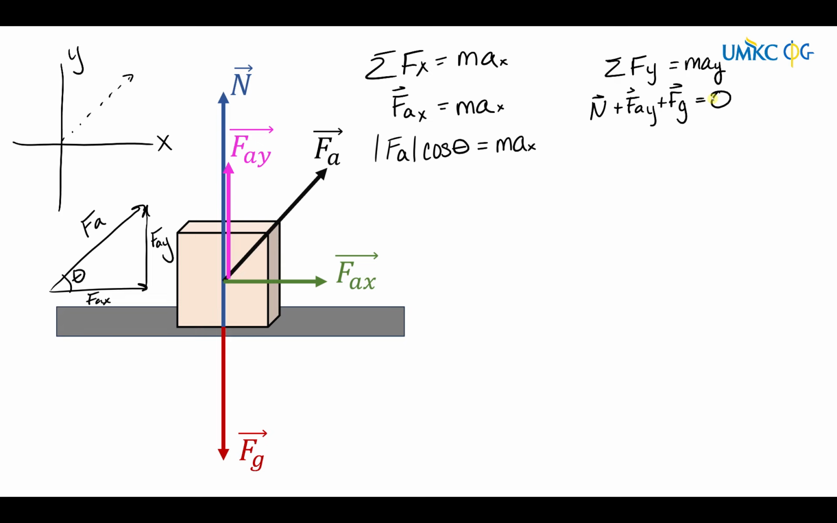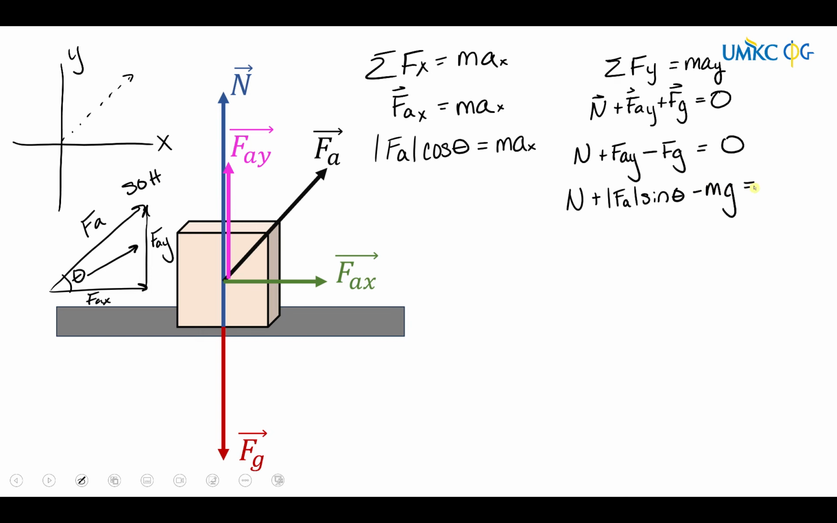So the next thing that I can do is incorporate directionality. I like to do directionality next and turn everything into magnitudes. This helps me make sure that I do not have a directionality issue in my algebra. So my normal force is in the positive direction. My force applied in the y direction is also going to be in the positive direction, but my force due to gravity is in the negative direction. Now I can replace the F_Ay and the force due to gravity with the magnitude of this applied force sine theta. It's sine theta because it is opposite, and negative mg, and this is equal to 0.